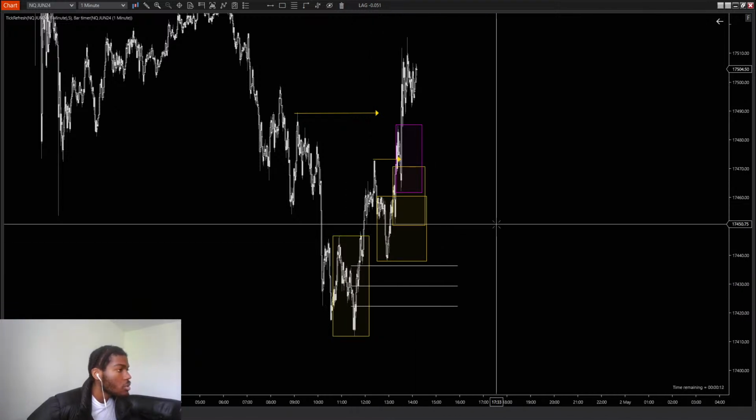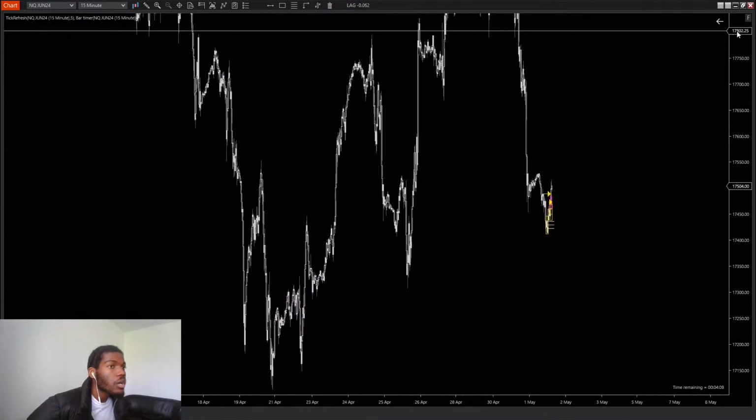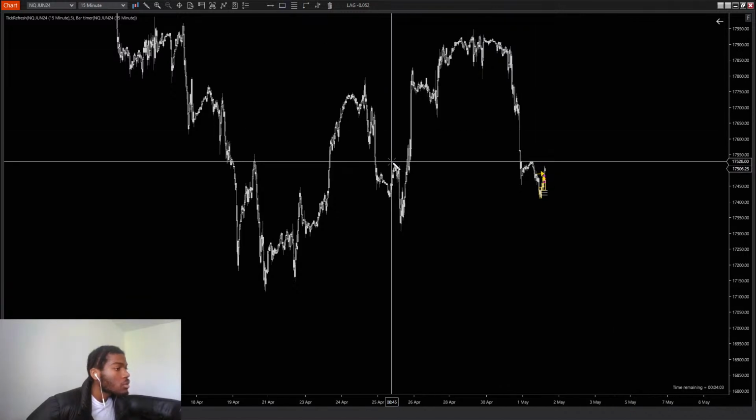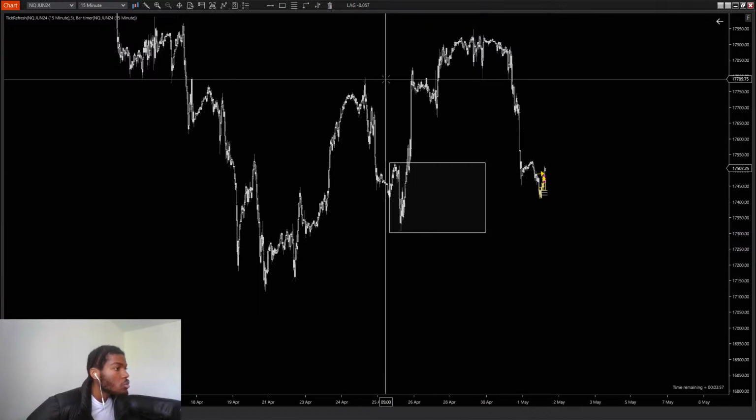I'm paying attention to below here. Then I go on the 15-minute, do the same thing, zoom all the way out, see where we are in structure, you feel me? We have another origin of the move down here. In fact, that's also the S&D responsible for the break too.